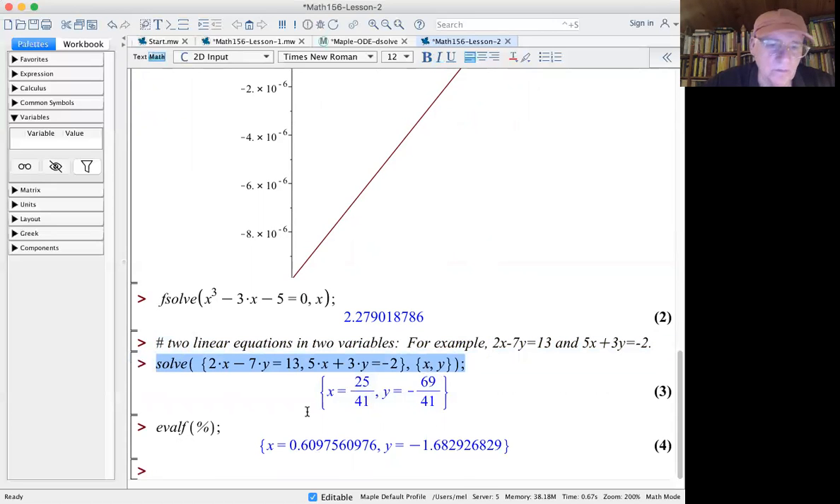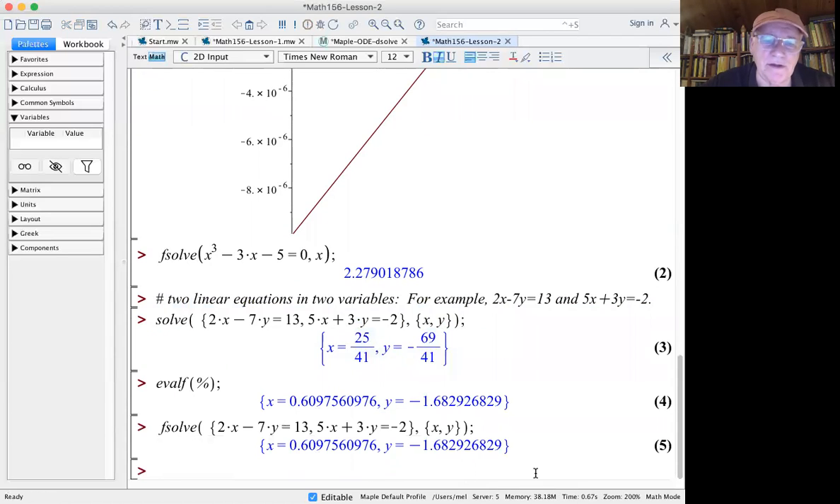Alternatively, I could have used the command fsolve, which would solve this equation in decimals immediately. And we get, well, at least at 10 decimal digits, the same thing. So this is how you solve two equations in two variables.